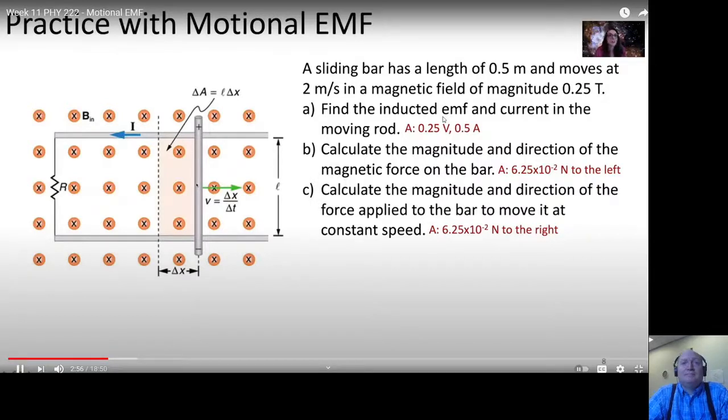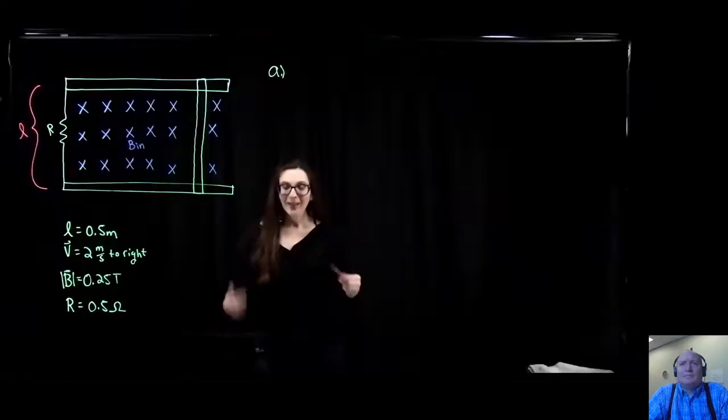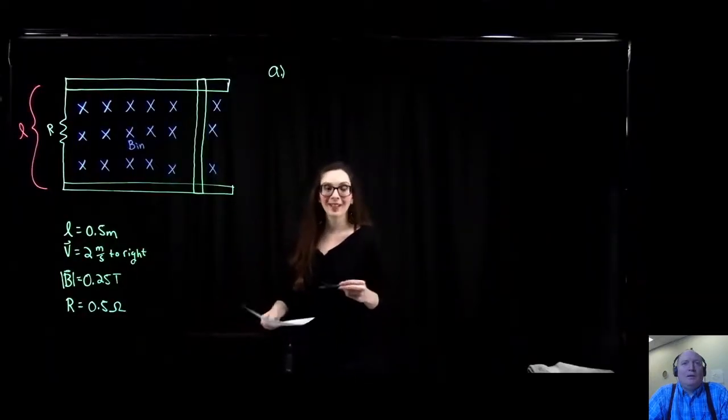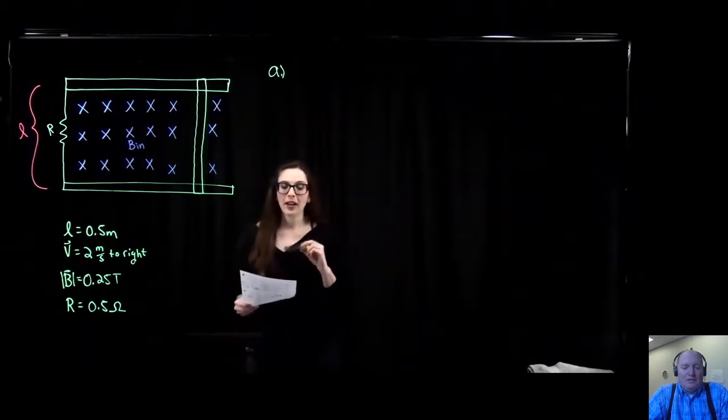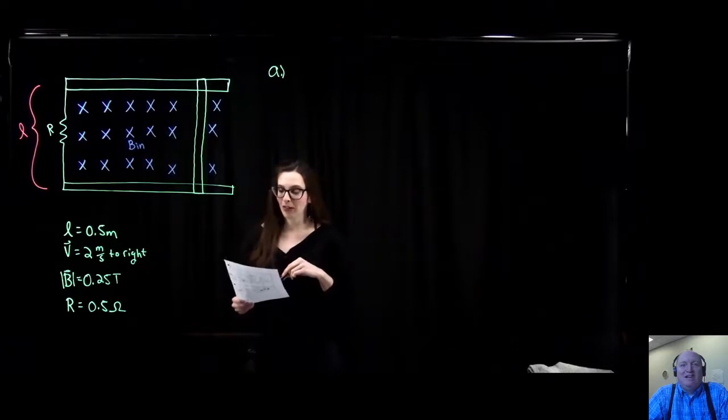And then calculate the magnitude and direction of the force we have to apply to move that bar at a constant speed of 2 meters per second. In this problem, we're going to use the motional EMF to find an induced EMF and an induced current.